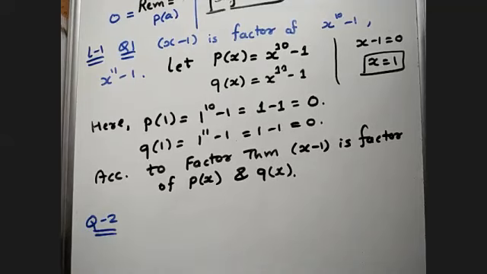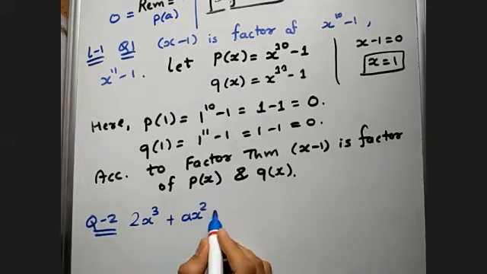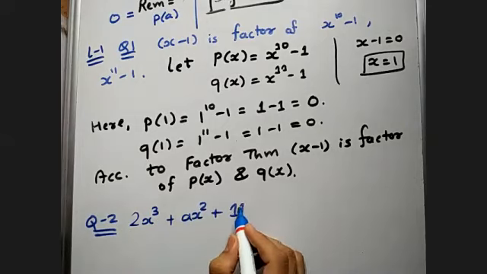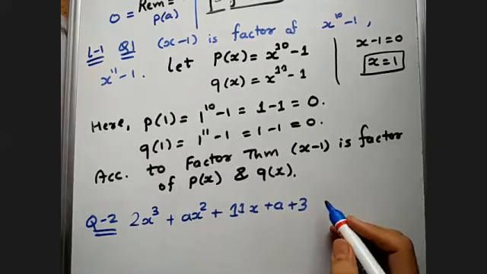So now in question 2, for what values of a, 2x cube plus ax square plus 11x plus a plus 3 is exactly divisible by 2x minus 1.